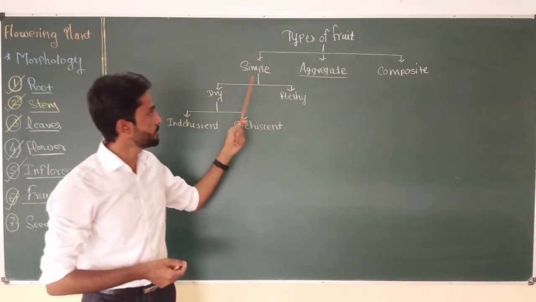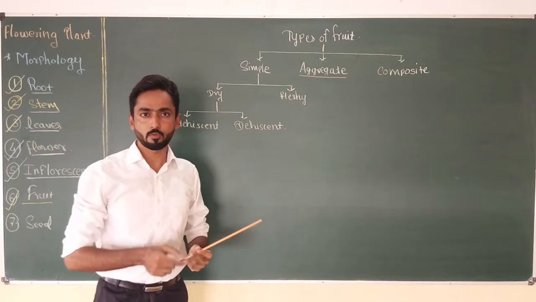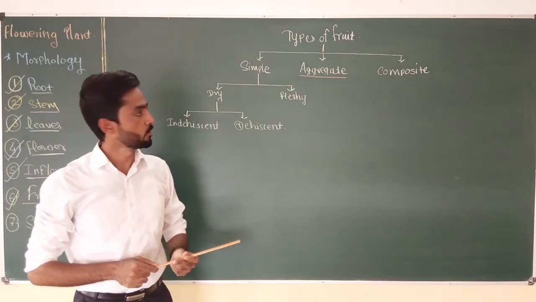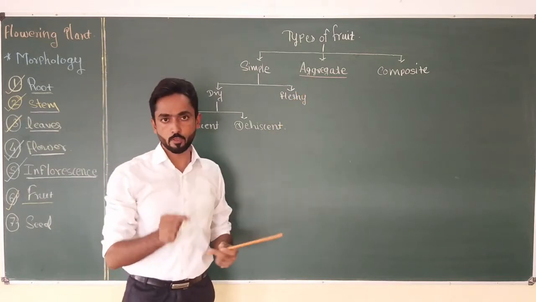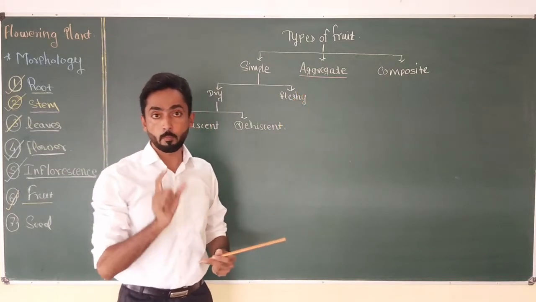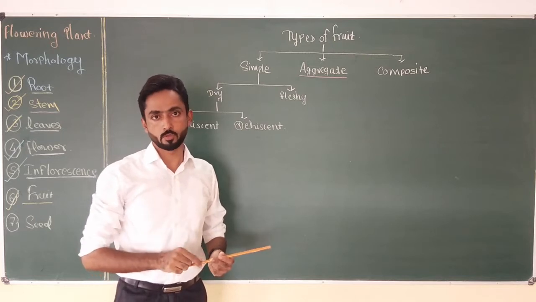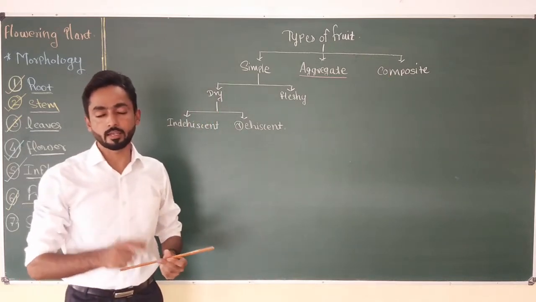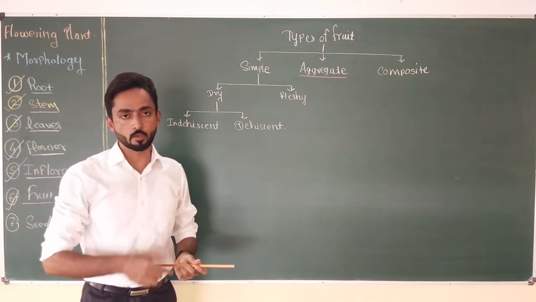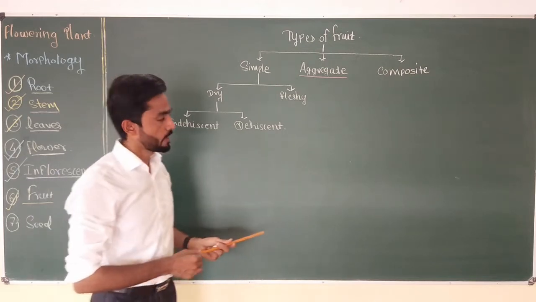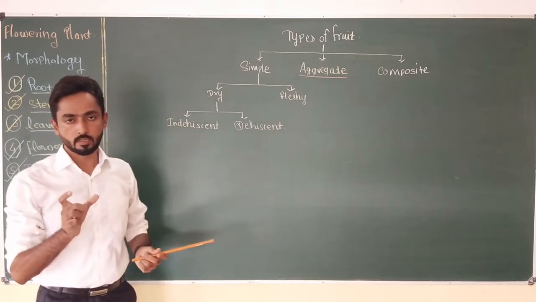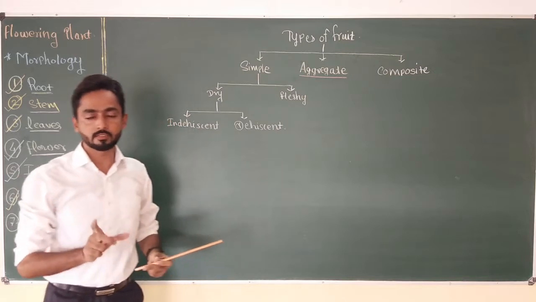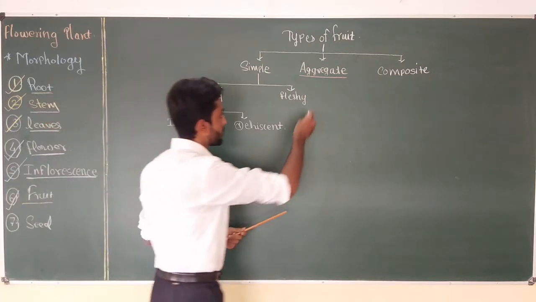Out of which simple fruit is produced from a single flower which has mono or polycarpellary but syncarpous ovary, while aggregate fruit is produced from the flower which has polycarpellary apocarpous ovary, and composite fruit, we know that it is produced from an entire inflorescence or entire group of flowers. Now in this video I'm going to focus on some introductory concepts related to aggregate fruit as well as its subtypes.